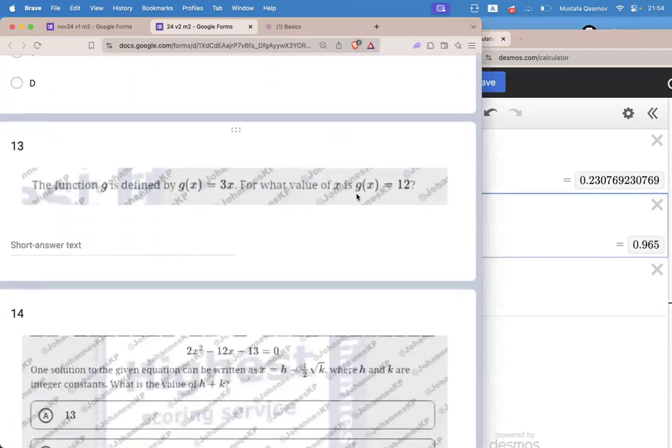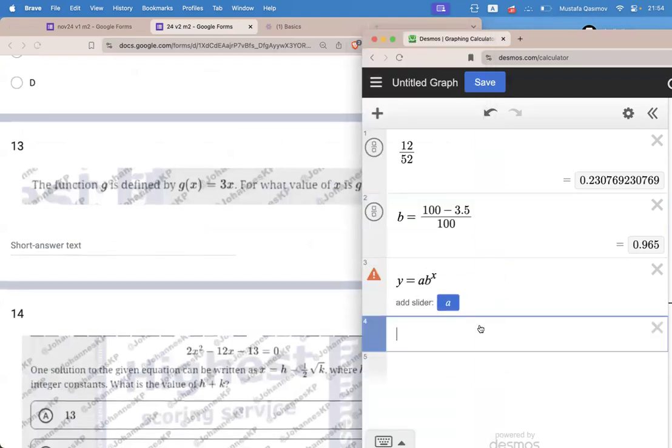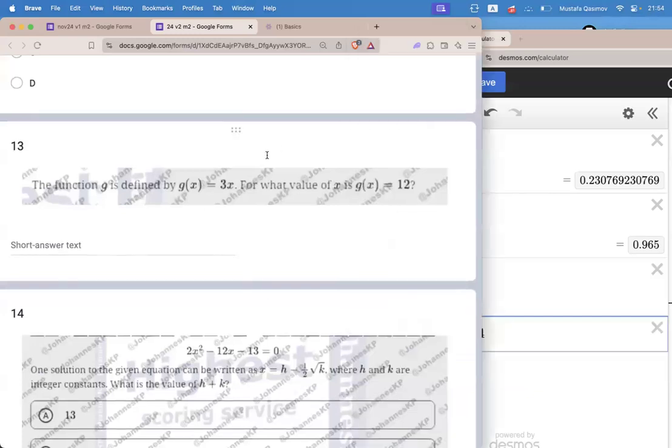13. g of x is equal to 3x. f of g of x is equal to 12. So 12 is equal to 3x. x is equal to 4. So the answer is 4 here.